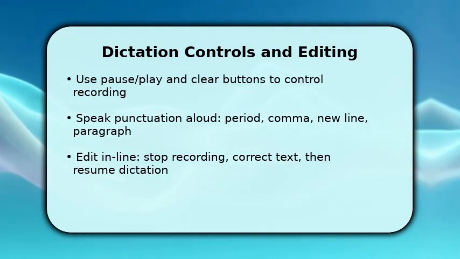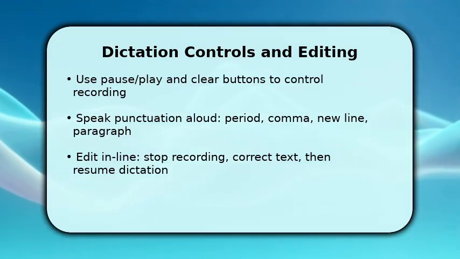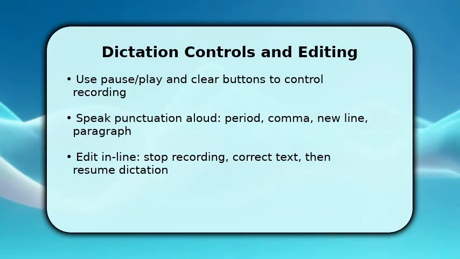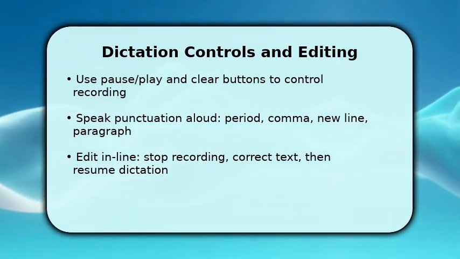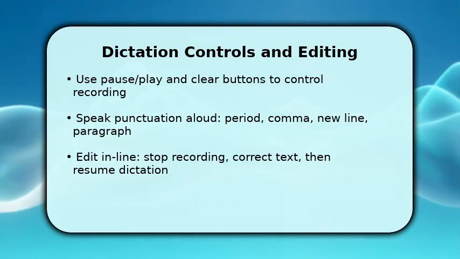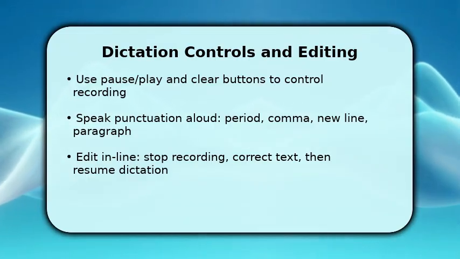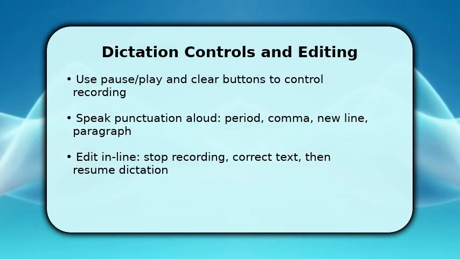Say punctuation like period or comma so the text formats correctly, and say new line or paragraph to structure content. If WPS mishears a word, stop recording, correct the text manually, and then resume. This keeps the speech model context accurate. Make sure your speech is natural but deliberate, and slow slightly when dictating numbers or codes.